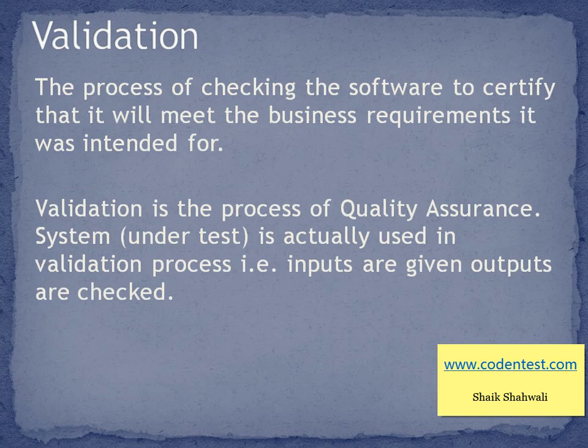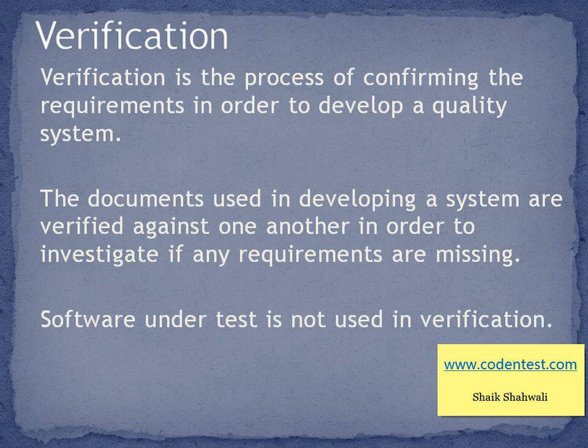The process of checking the system to certify that it will meet the requirements it was designed for. Okay, now in validation we use the software, that is, we give different inputs in different conditions and check for outputs. And validation is the process of quality assurance. Okay, see the difference. Validation is the process of quality assurance, whereas quality control activities will fall under the verification process, right?